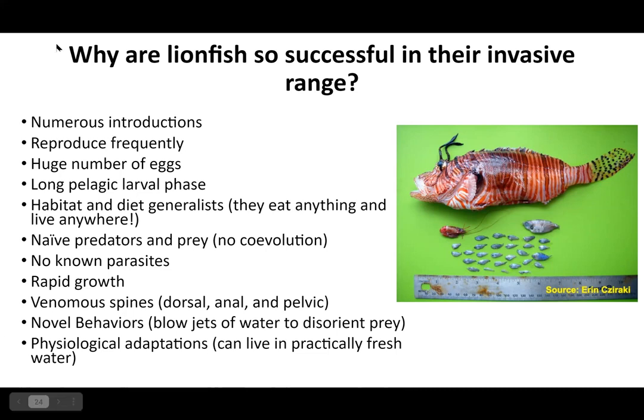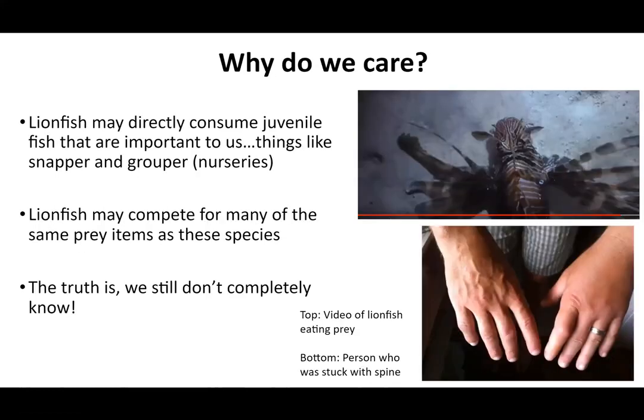But again, most of these things are pretty characteristic of most invasive species. Most are adapted species. So the question we can ask is, why do we care about the lionfish? Well, they do a couple things that we know of, but lots of things they do, we actually don't quite fully understand yet. So we do know, and it's been documented pretty heavily, that lionfish will directly consume juvenile fish, and they've been implicated with the decline of numerous fish species in the Caribbean because they're eating the fish. They also have been implicated to compete with other species of fish for prey items, inducing some level of population control on other species of fish.